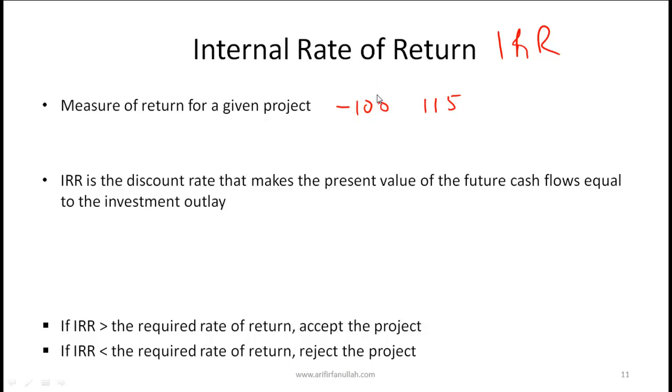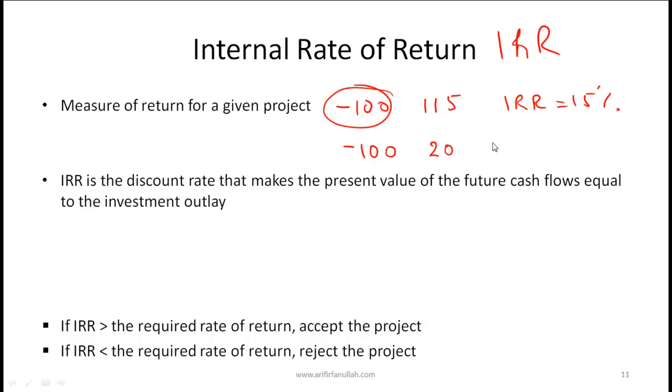And the answer is pretty straightforward. The IRR is 15%. And why do we say that? We've invested 100, 1 year later we get 115. So we made a profit of 15 on 100. So IRR is 15%.